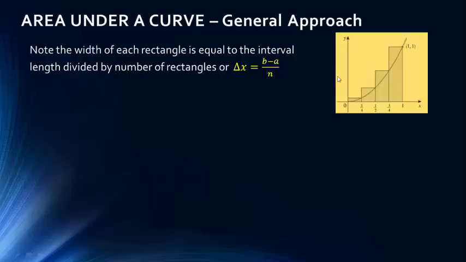I guess I should have shown that picture so you could see here. So again, the first example, we went from 0 to 1. We wanted 4 rectangles. So the way we find the width of each rectangle is we take the upper x value minus the lower x value divided by the number of rectangles. That's all this means. The interval b minus a over the number of rectangles. 1 minus 0 over 4. This gives us a more general definition.